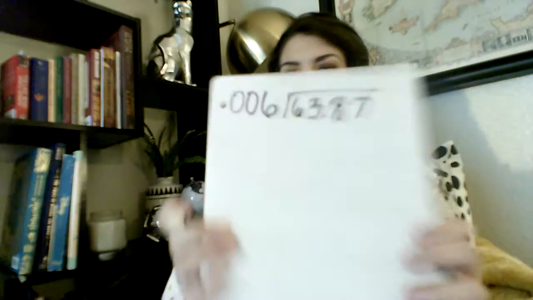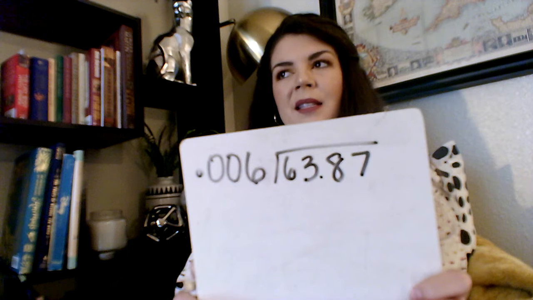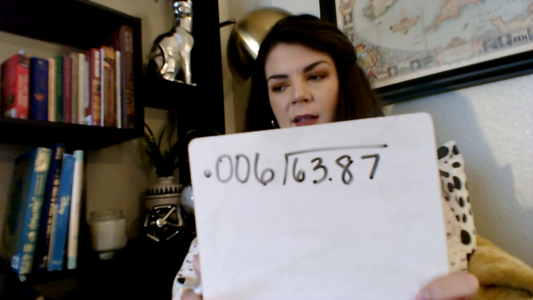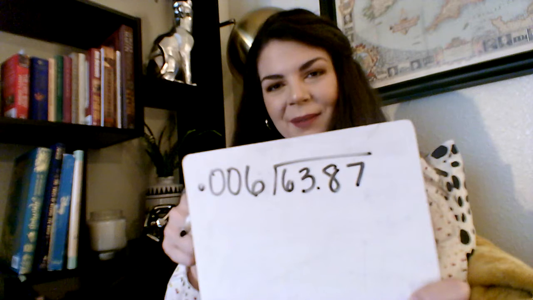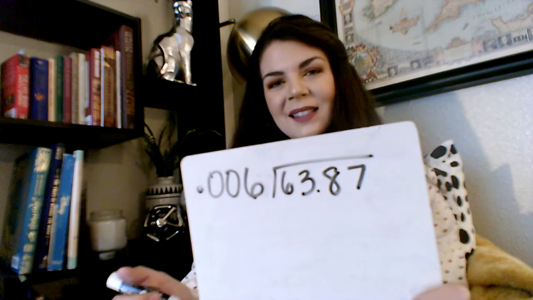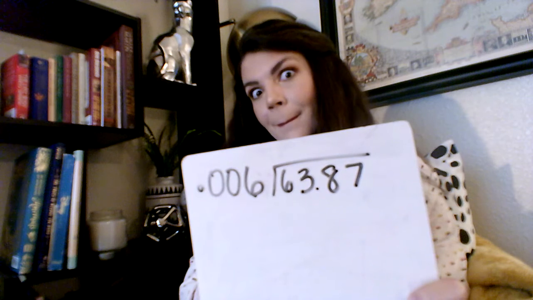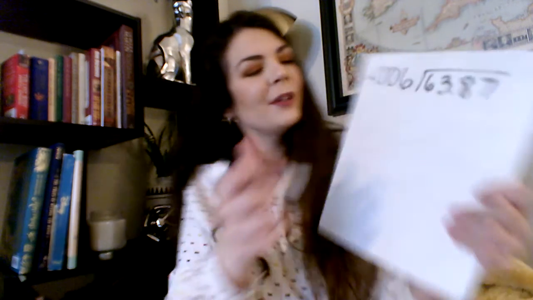Okay, this last one, 0.006, that means 6 out of 1,000. 0.006 divided, did it again, 63.87 divided by 0.006. All right. So what's the first thing we're going to do with this? First thing is move the decimal.